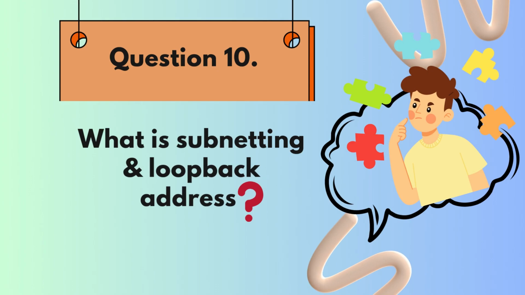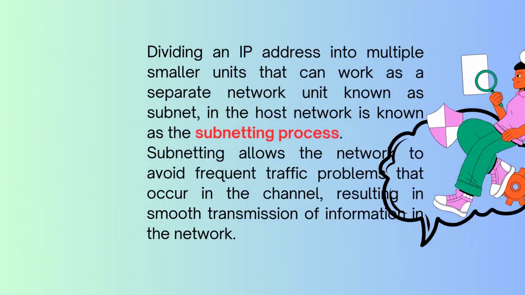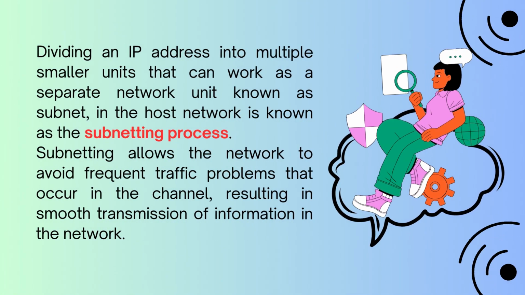Question 10. What is subnetting and loopback address? Dividing an IP address into multiple smaller units that can work as separate network units, known as subnets, in the host network is known as the subnetting process. Subnetting allows the network to avoid frequent traffic problems that occur in the channel, resulting in smooth transmission of information in the network.